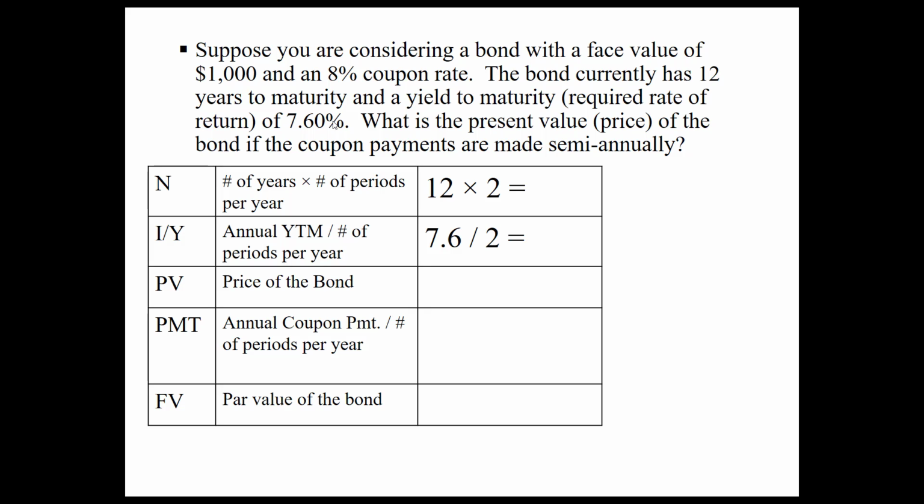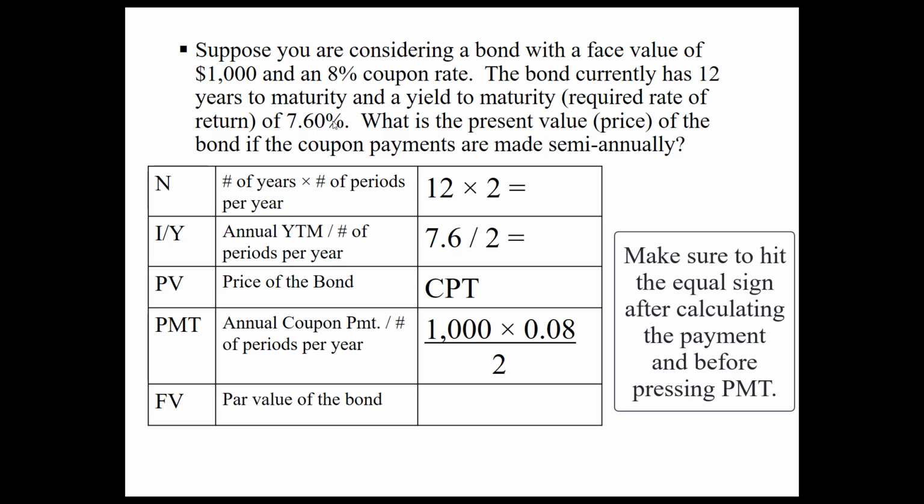Our payment is going to be the annual coupon payment divided by the number of time periods per year. In other words, what we're solving for is our semi-annual payment. In order to find our annual coupon payment, we take our face value and multiply it by our coupon rate, and divide it by the number of time periods per year. Because this is a semi-annual bond, we divide by 2. The face value is going to be our par value of the bond, and that's 1,000.